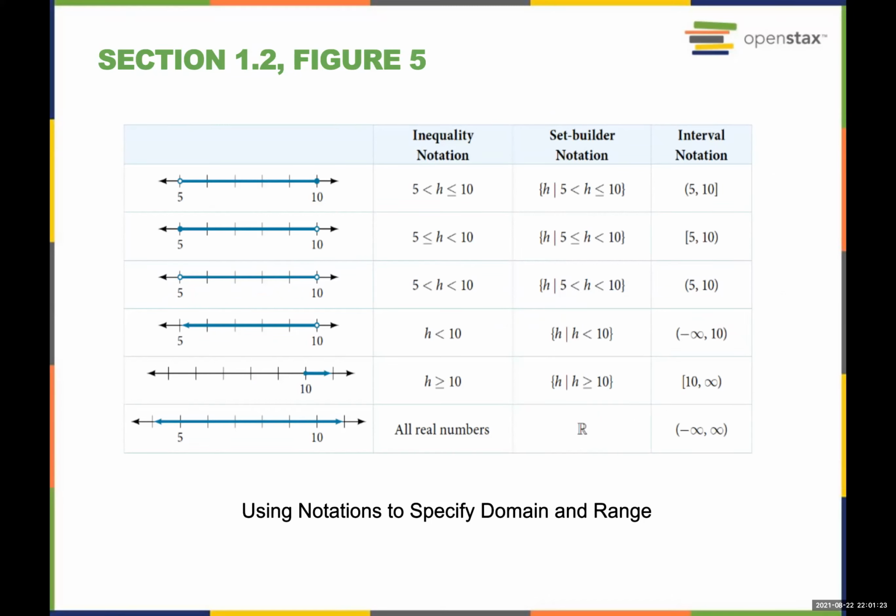I want you to take a look at all these using notations to specify the domain and range from 5 to 10. You can see the inequality notations, or even the set builder notations. Like the first one, h such that 5 is between 5 and 10, including 10. And the very last one, to the left and to the right, meaning all real numbers, that is from negative infinity to positive infinity.